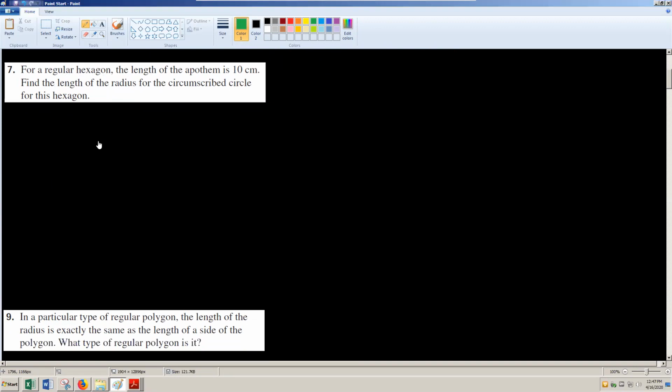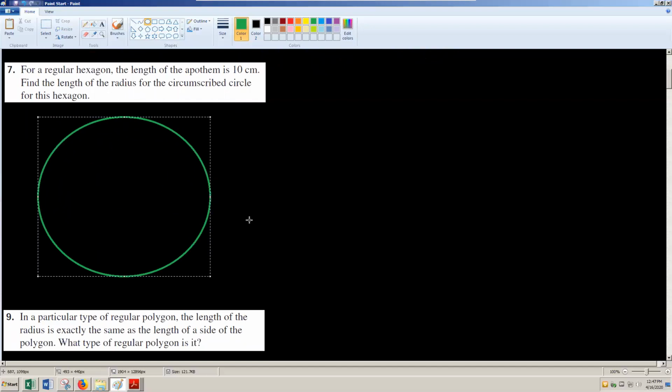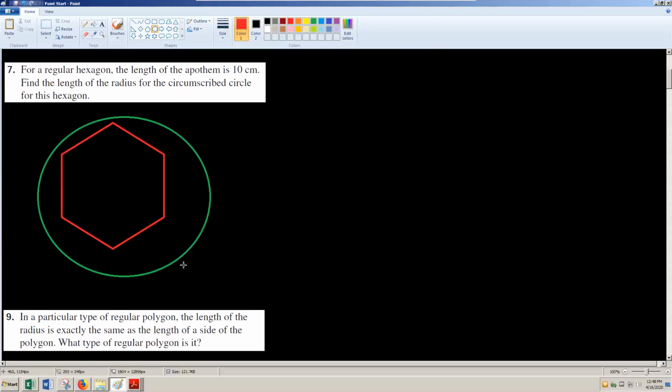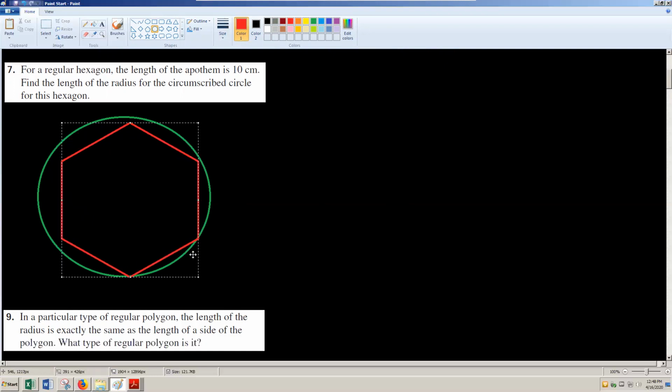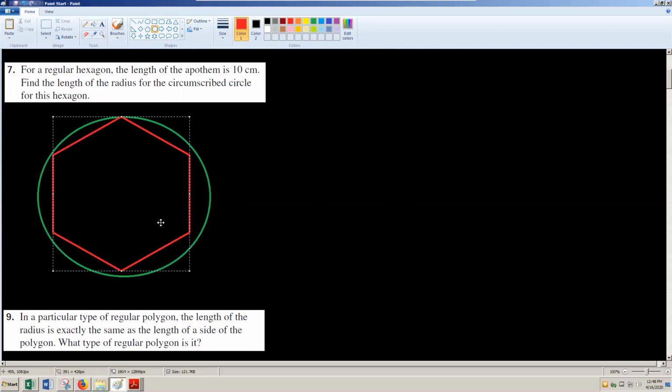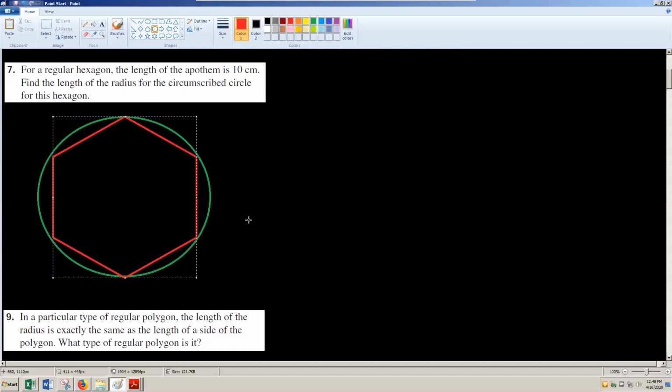So I want to think about what this means. I hope I have a hexagon. I do. Oh, it's my lucky day. This is my circumscribed circle. Let me grab this here. Pretty spot on. Excellent. I am loving the paint tools right now.